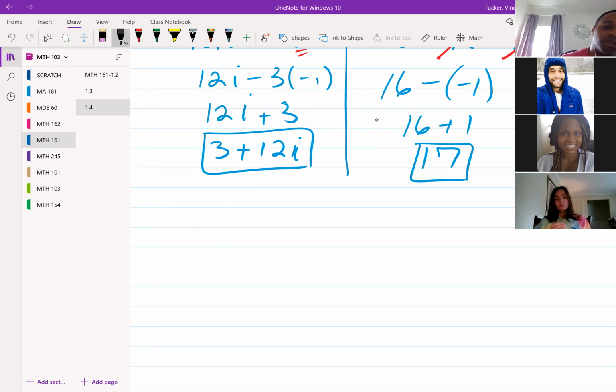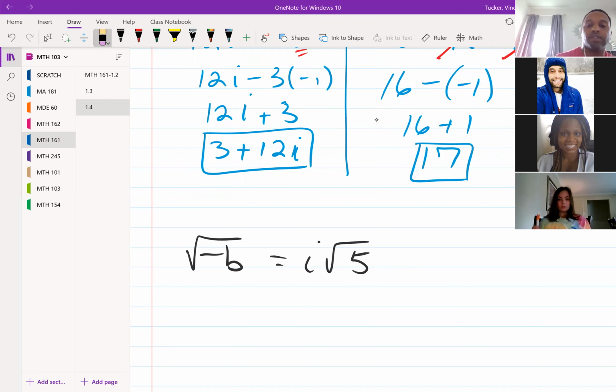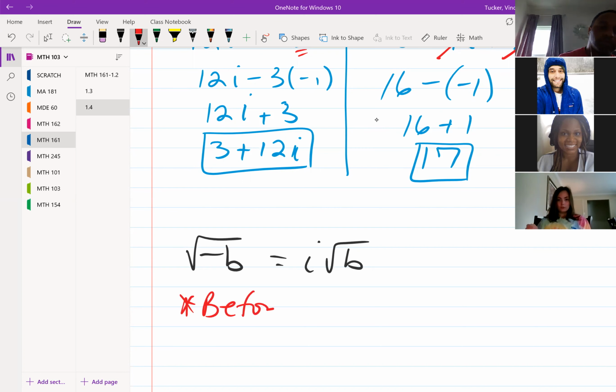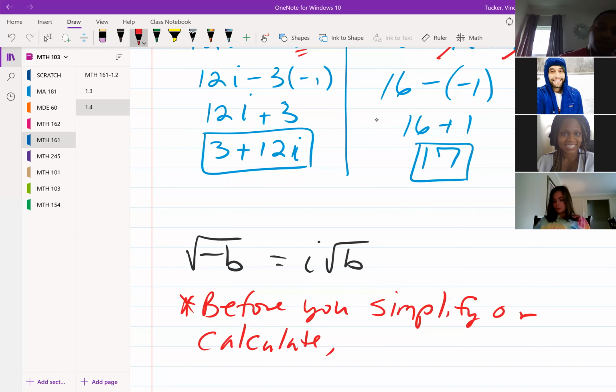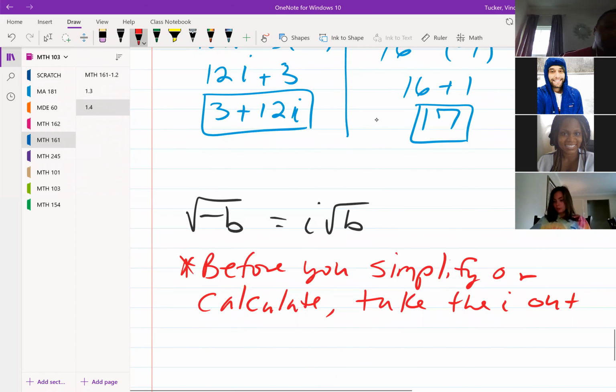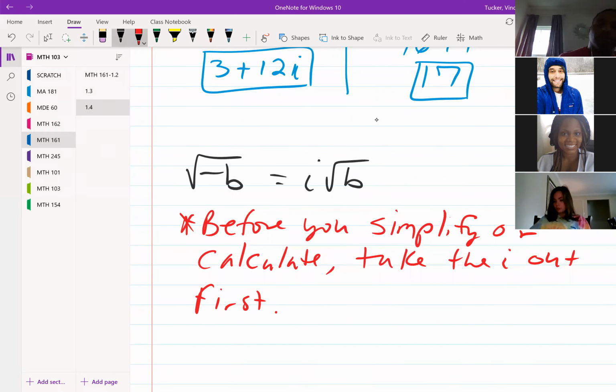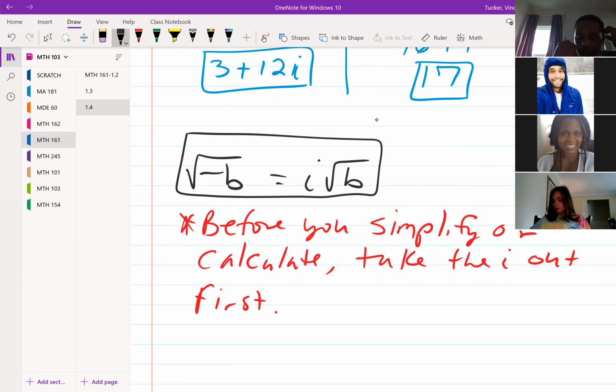And let me see how I want to write it. I'll just do it this way. We've already talked about it, but we are re-emphasizing it here. All right, why did I put a 5? So before you simplify or calculate, the emphasis here is for you to take the i out first. And I'll show you why.